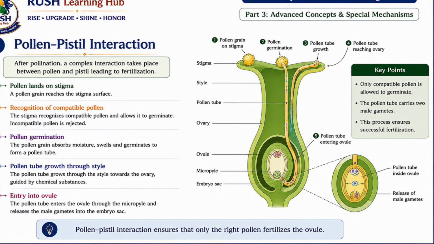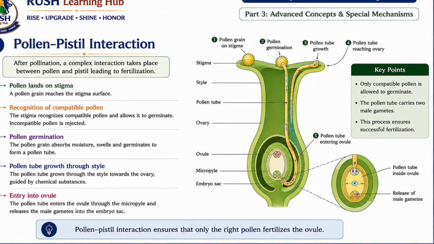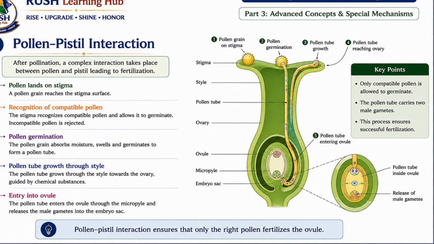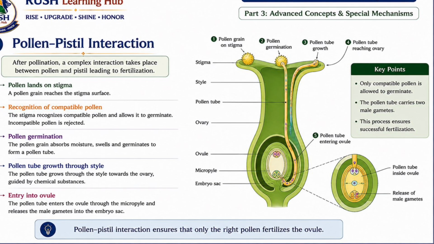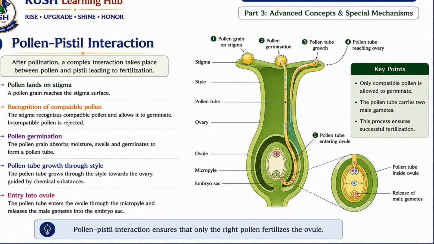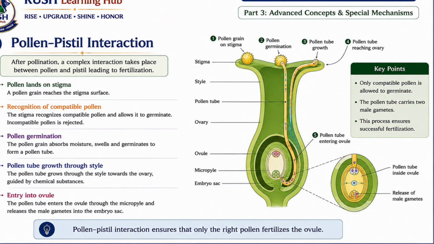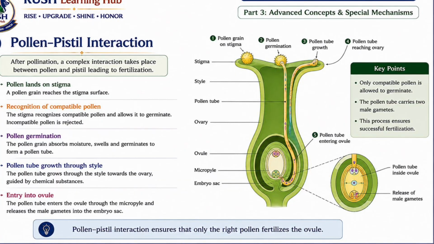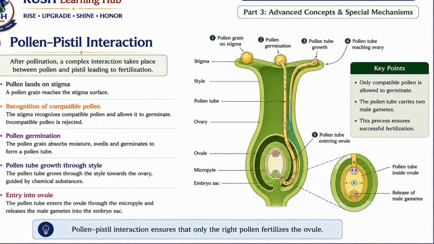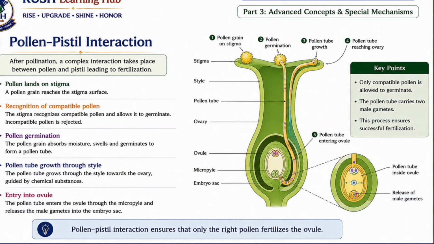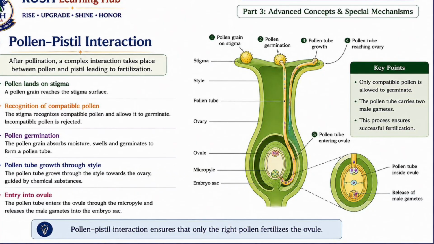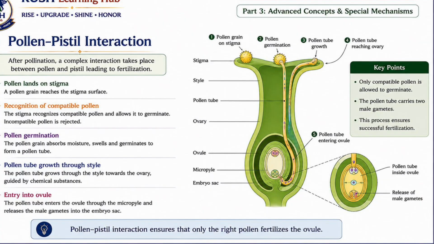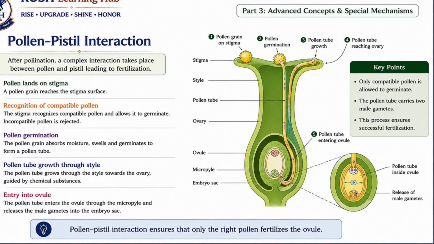Step 3. Pollen germination. Once a compatible pollen grain is accepted, it absorbs moisture and nutrients from the stigma. As a result, the pollen grain germinates and produces a tubular outgrowth known as the pollen tube. This pollen tube serves as the pathway through which male gametes travel toward the ovule.